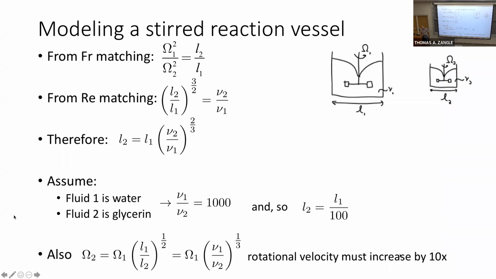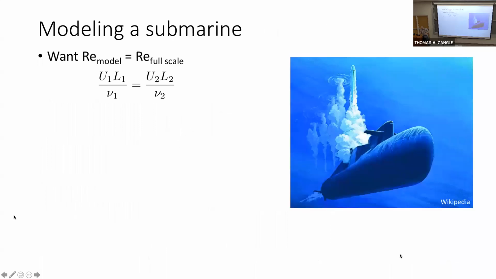So another example is a submarine. Let's say we want to build a model of a submarine. In this case, the only thing that's really important here is the Reynolds number. The submarine is completely underwater. We're going to assume that there's no impact of gravity on the flow around the submarine, which is a body completely immersed in water.